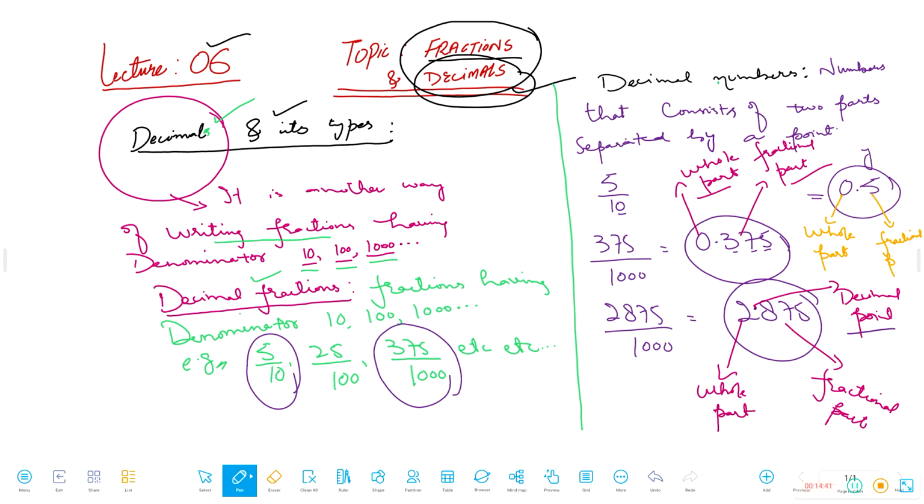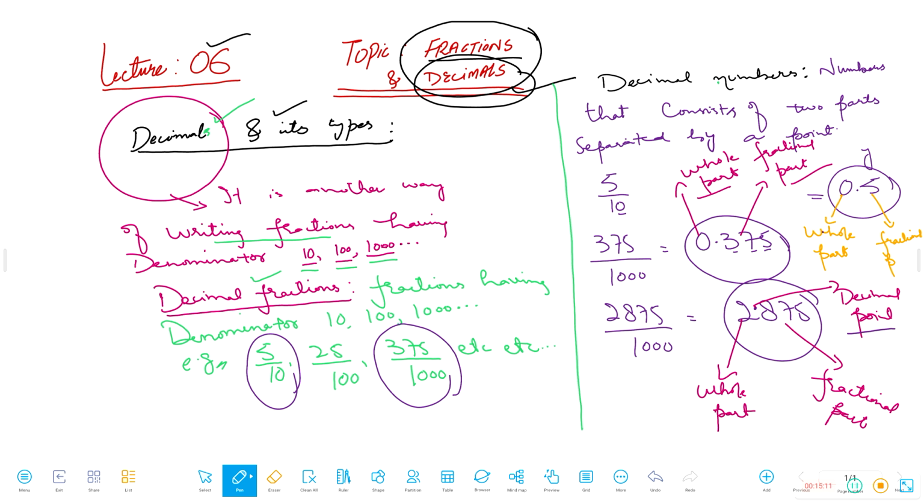Now the digit before the point is called the whole part. The digit after the point is called the fractional part. In the same way, 2875 divided by 1000 I will take. Here the 2 is called the whole part, and the portion of this number after the decimal is called the fractional part, or you can call it a decimal part. And the point in the decimal number is called the decimal point. So till now we have learned what are decimals, what are decimal fractions, and what are decimal numbers. Now we are carrying it on.